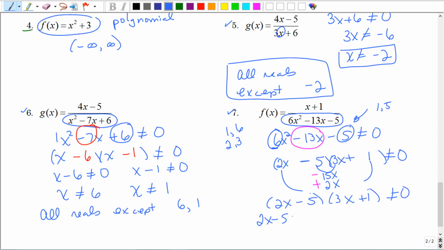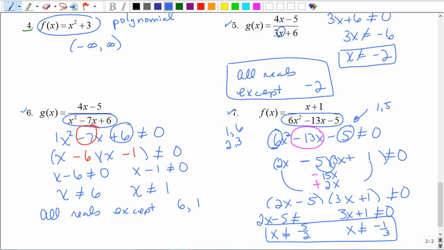So again, I set both of these not equal to 0 and solve. So I get x does not equal 5/2 and x does not equal negative 1/3. So again, that says that x can be all reals except those two values.